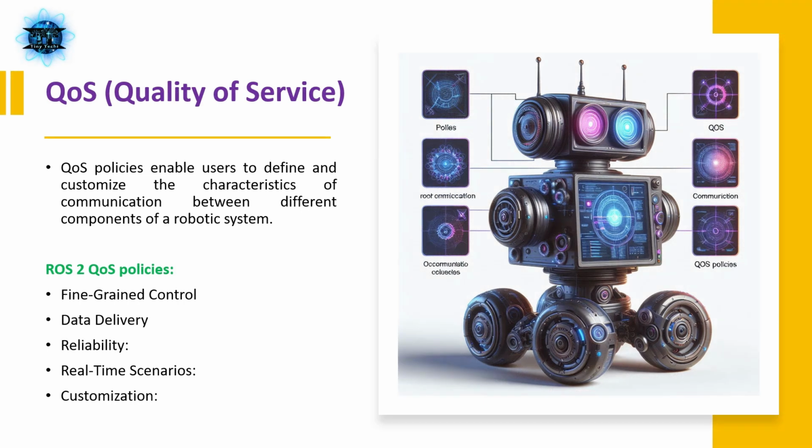And coming to the real-time scenarios. What is the real-time scenarios is, sometimes robots need to respond quickly to the things happening around them. So ROS2 is designed to be really good at this. And QoS policies let you tweak how the robots communicate to make sure that they respond super fast.